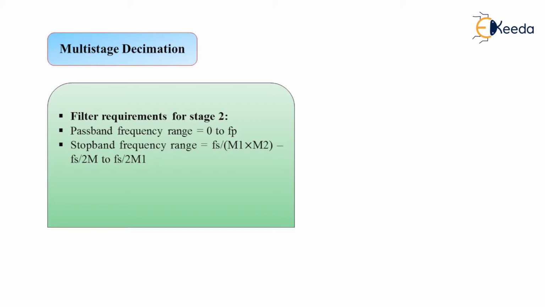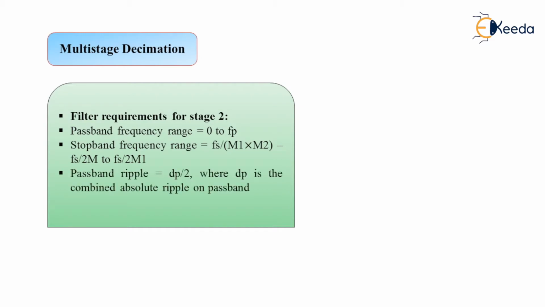Next to that we have stage 2 as well. So for filter requirements for stage 2 we have the parameters specified to the values. First of all, passband frequency range 0 to fp. Then stop band frequency range, we have fs divided by the multiplication of m1 and m2 minus fs by twice m to fs by twice m1. Then the passband ripple value is del p divided by 2, where del p is the combined absolute ripple on the passband, and stop band attenuation is denoted by del s here.